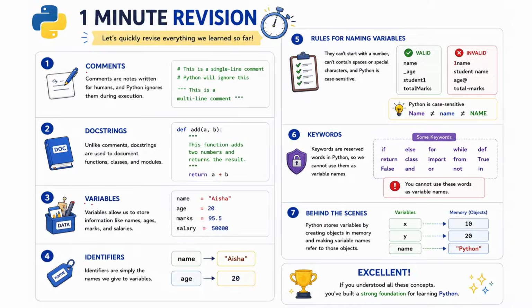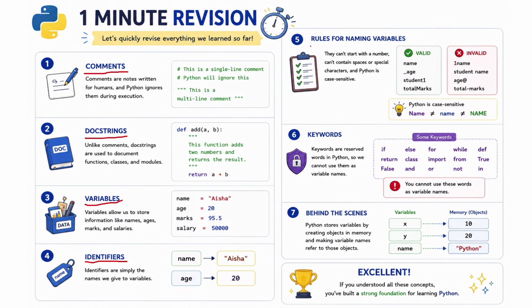Awesome. We have covered a lot of important concepts in today's video. Let's quickly revise everything in just 1 minute. First, we learned that comments are notes written for humans and Python ignores them during execution. Next, we learned about docstrings. Unlike comments, docstrings are used to document functions, classes, and modules. Then we learned that variables allow us to store information like names, ages, marks, and salaries. After that, we understood identifiers, or simply the names we have given to the variables.